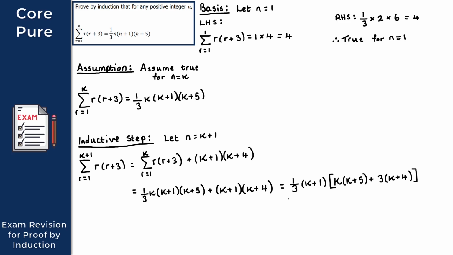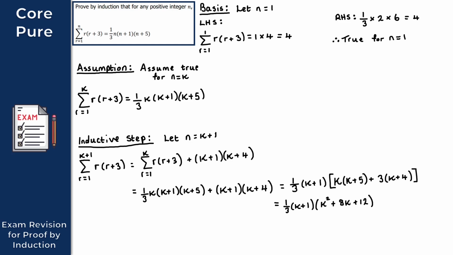Now for this part, we can simplify everything inside the square brackets. k times k would give me k squared. k times 5 is 5k. Expand this bracket as well: 3 times k is 3k, 3 times 4 is 12. So once we simplify all of this, what I get is 1 over 3 times k plus 1 times k squared plus 8k plus 12.